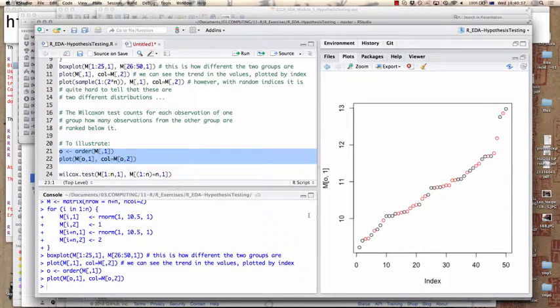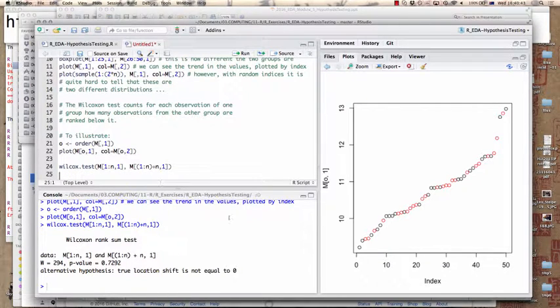If we plot this, well, really can't tell what's going to turn out here. And the Wilcoxon test tells me a p-value of 0.7, which is significantly more than 0.05. So in this case, my negative control gave me a negative result, i.e. a p-value that is not significant.